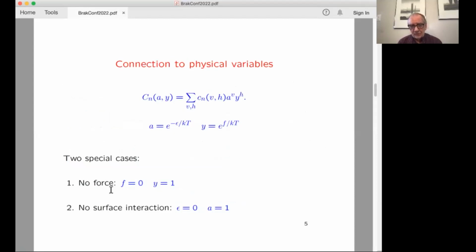Now, there are two special cases. If there's no force, f equals 0, and therefore y equals 1. And if there's no surface interaction, then epsilon equals 0 and a equals 1. So there are two particular cases, and it turns out that those two cases are what really determines the behavior for all a and y.